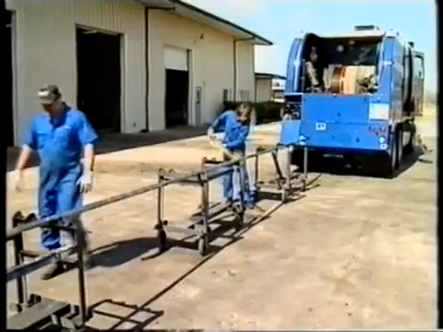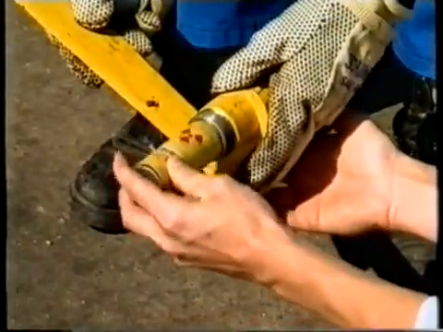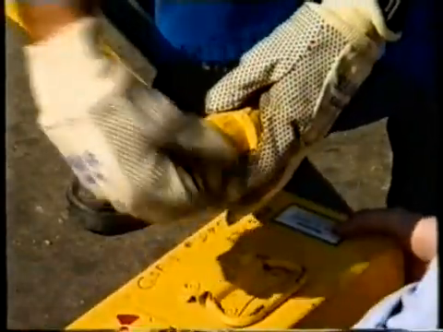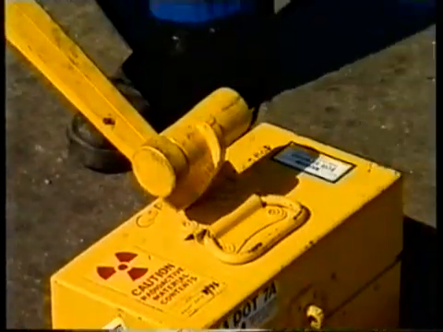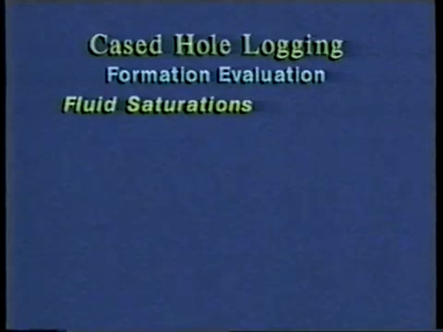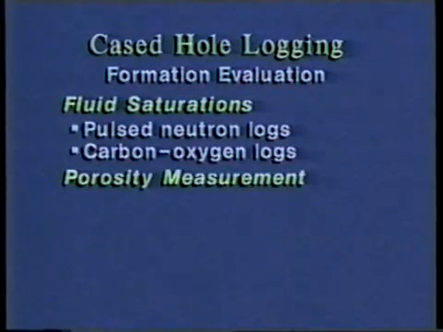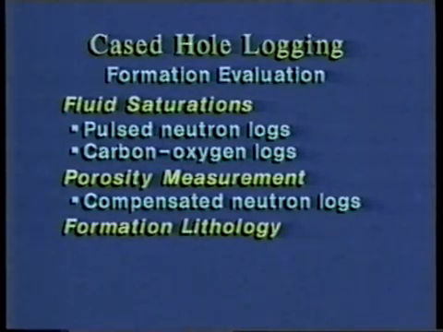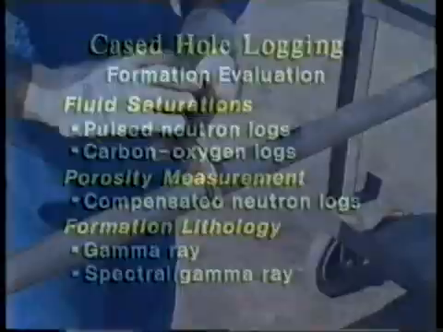We begin then with formation evaluation through casing. Most of the devices used for formation evaluation through casing are nuclear in character, although acoustic devices are beginning to be used with some degree of success. We shall focus on the measurement of fluid saturations using pulsed neutron logs and carbon-oxygen logs, the measurement of porosity using compensated neutron logs, and the determination of formation lithology using gamma-ray logs and spectral gamma-ray logs.